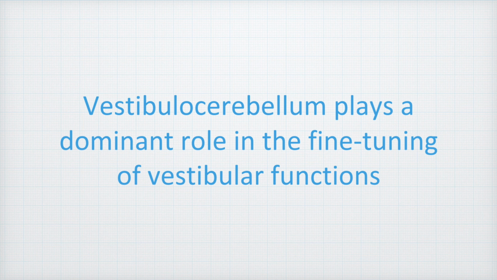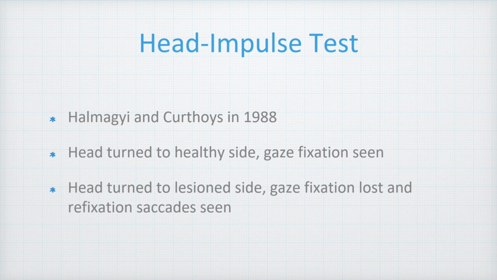And in the vestibulocerebellum also, flocculus and nodulus is the most important thing. Now let's talk about a test called the head impulse test. This was described by Halmagyi and Curthoys in 1988, so it's not that old.